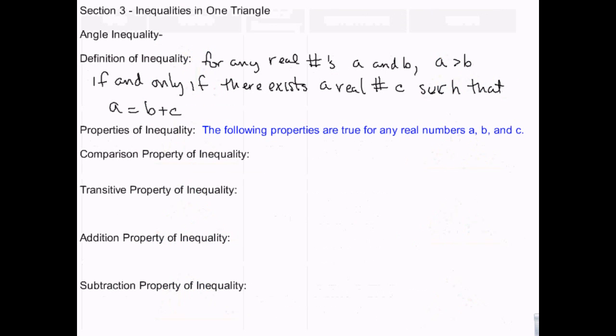The note, okay, so you have the definition of inequality. So the definition of inequality is that for any real numbers a and b, a is greater than b if and only if there exists a real number c such that a is equal to b plus c. Okay, so basically it's saying a is only bigger than b if you can add something to b and it equals a. But we know what greater than means already. We don't really need the formal definition.